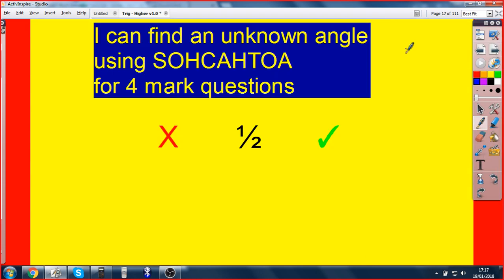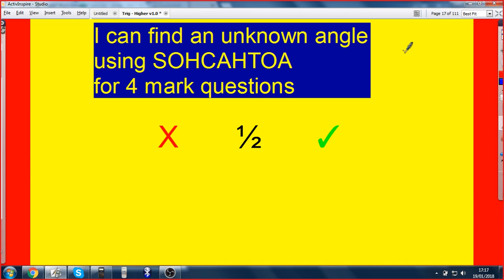I can find an unknown angle using SOHCAHTOA for 4 marks. Half or tick? Probably between half and a tick. Okay.